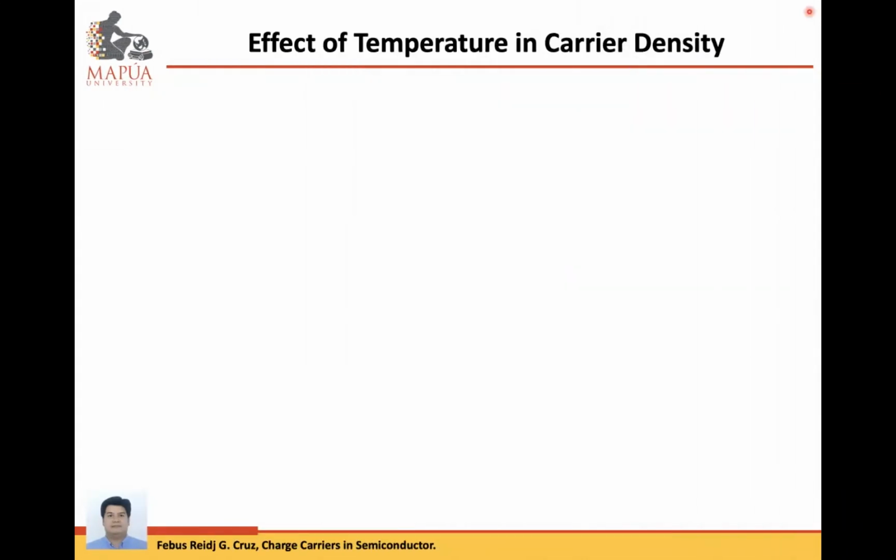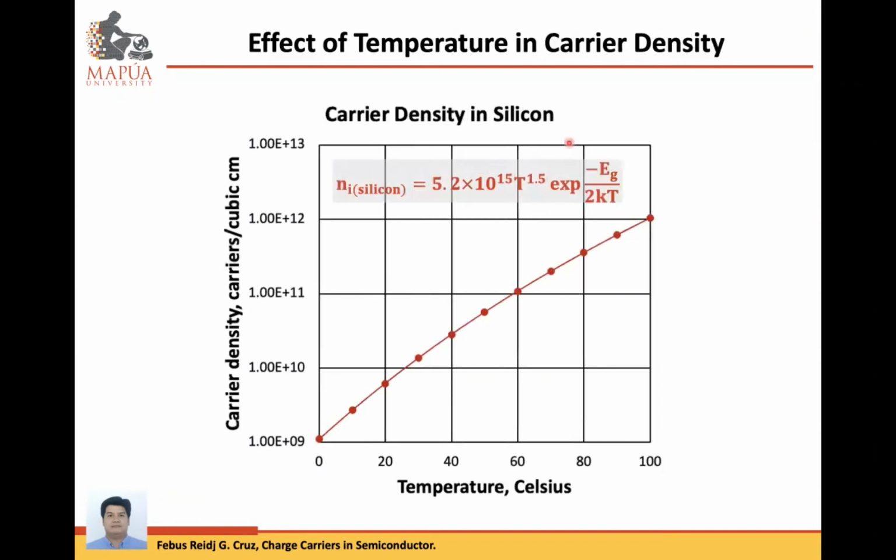Now we have here the effect of temperature on carrier density. Based on this equation or model, you have the temperature raised to 1.5, and then the exponential of the inverse of the temperature. The overall effect is seen as the temperature increases. I plotted the temperature in Celsius from 0 to 100 degrees Celsius, and the carrier density exponentially increases. It is not linear, but the number of carriers increases with the temperature. So whenever you have an electronic device made of semiconductive material, as the temperature increases, we expect that the number of electrons that can become electrical current is increasing.